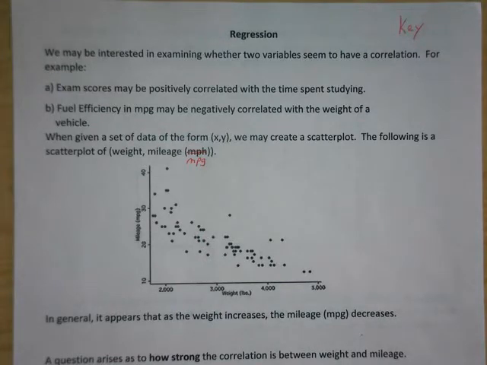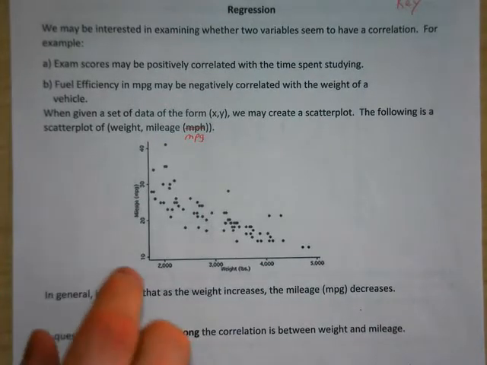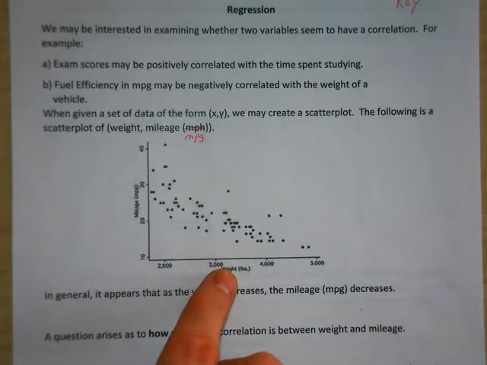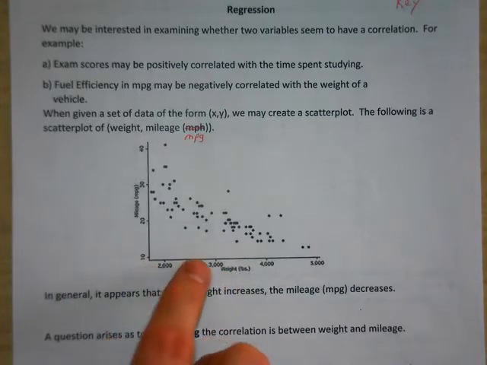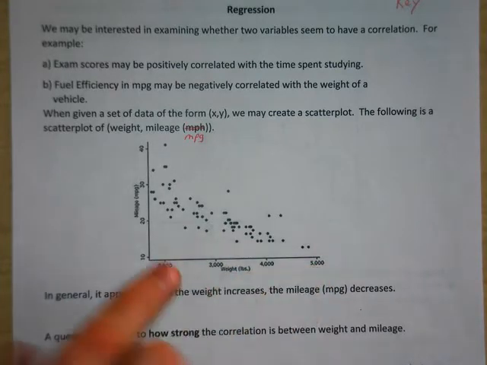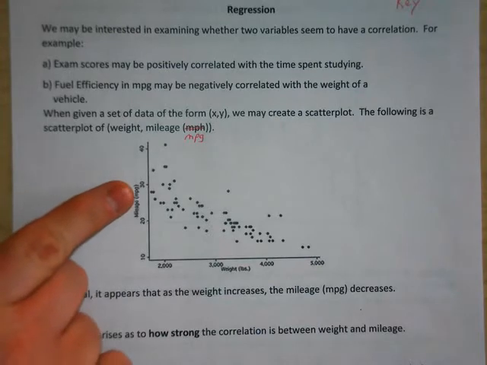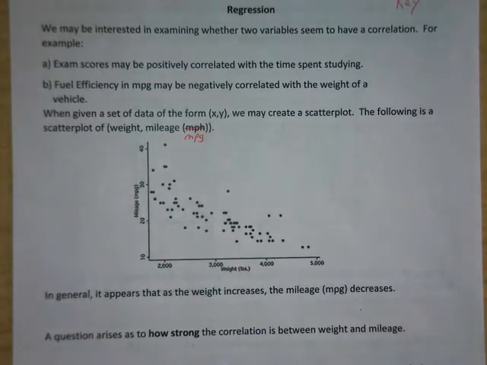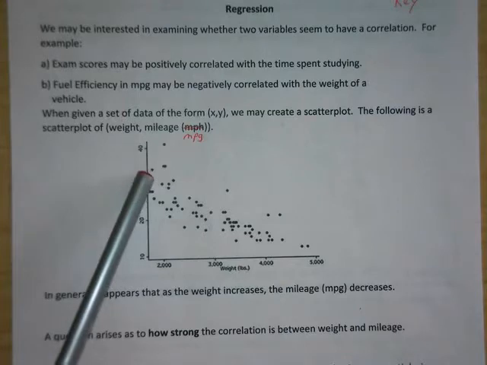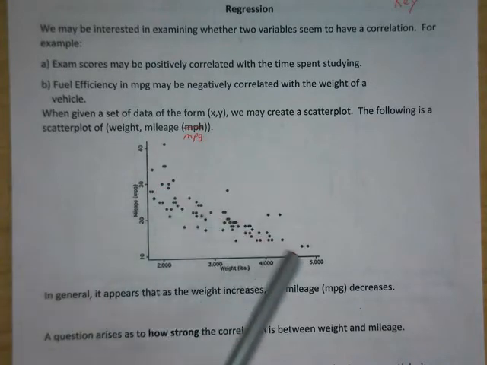So when given a set of data of the form x, y, we may create a scatter plot. The following is a scatter plot of weight and mileage in miles per gallon. Okay, so that's MPG instead of MPH. Okay, that was a mistake. So in general, what we can see is that it appears as the weight gets larger, so you go from 2 to 3 to 4 to 5,000, the mileage in miles per gallon appears to decrease. So the general trend looks like it's downward.